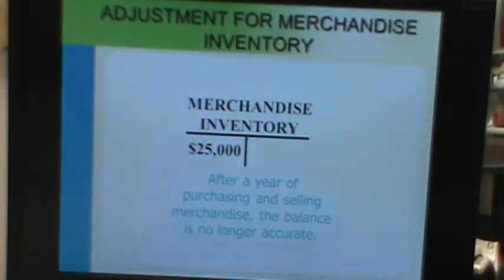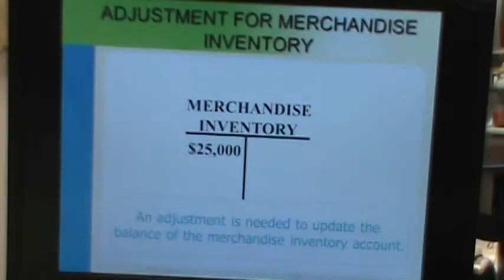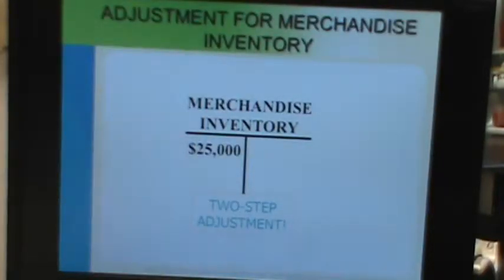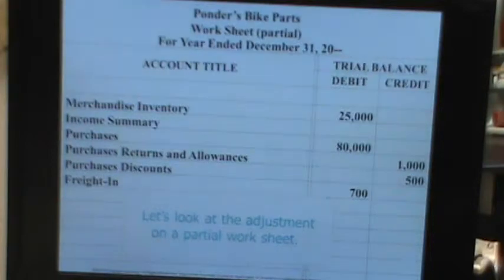So after a year of purchasing and selling merchandise, the balance is no longer accurate, which means we need to adjust it. It's a two-step adjustment, and they want us to look at the adjustment on a partial worksheet. This is just your trial balance, and this is where your $25,000 is going to show up in the debit side. This is the trial balance before the adjustments are made, and then after the adjustments are made, you'll have your adjusted trial balance.